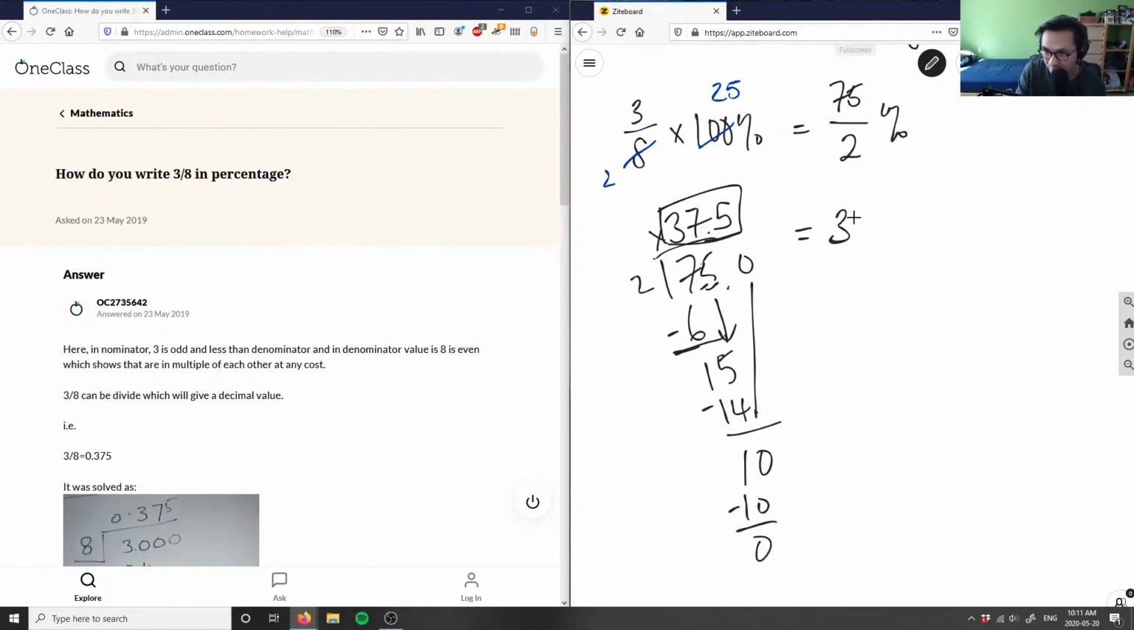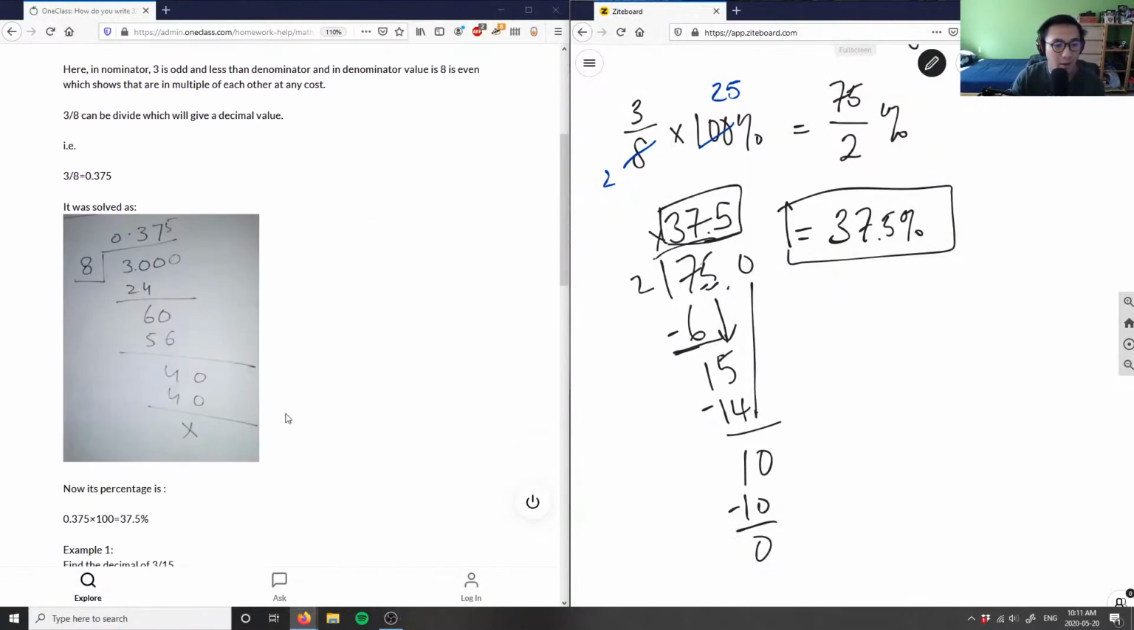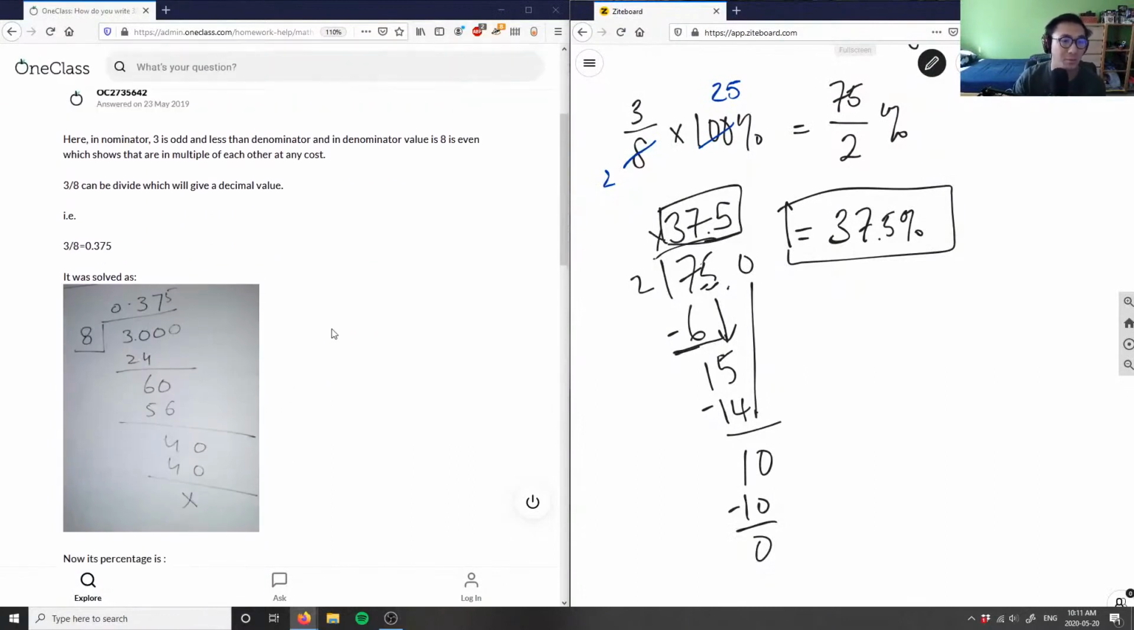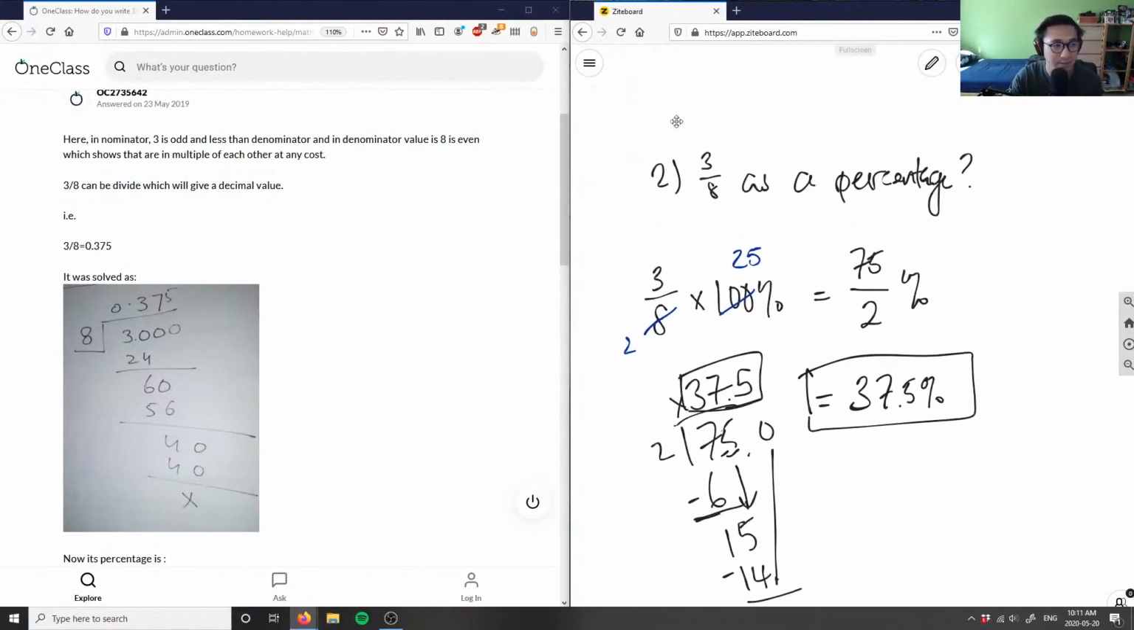So this answer here is 37.5%, and this here is the correct answer for my solution. And what they did here was they actually converted to decimal first, and then they converted it into a percentage. So either way works fine. I just did mine in one step because I'm allowed to change this into percent. I just have to simply multiply by 100% for me to change this to percentage here.